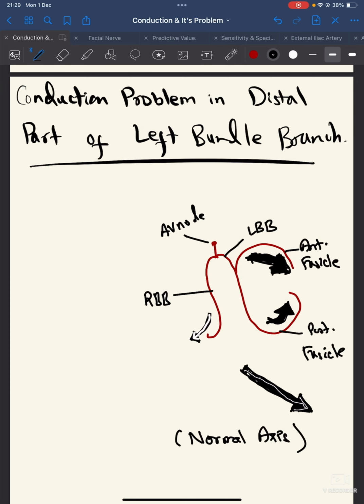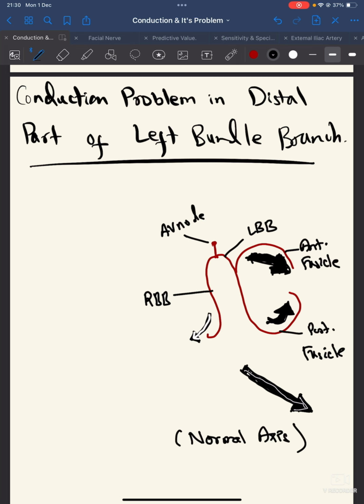Conduction problem in distal part of left bundle branch. At this point, it is worth considering in a little more detail the anatomy of the branches of bundle of His. The right bundle branch has no main division as it is smaller compared to the left ventricle, and the left ventricle is larger than the right ventricle, and the left ventricle has to pump the blood throughout the body while the right ventricle has to pump the blood towards the lung.